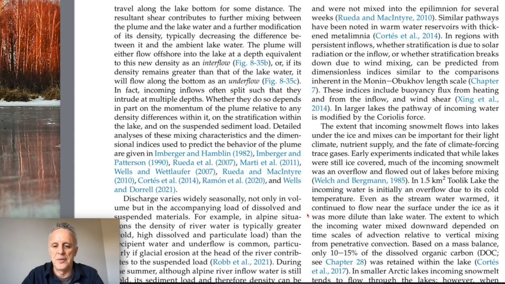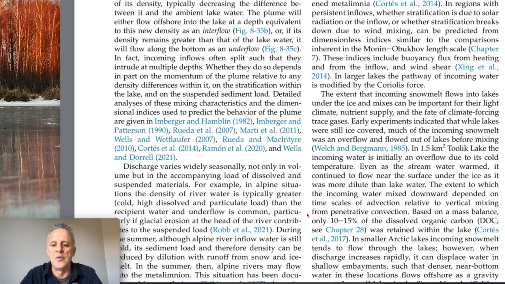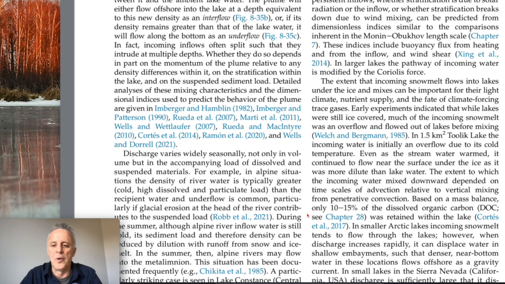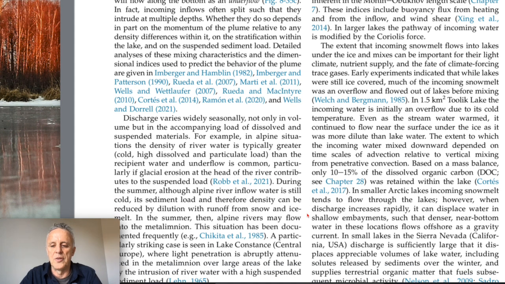In regions with persistent inflows, whether stratification is due to solar radiation or to the inflow of water, stratification breakdown due to wind mixing can be predicted from dimensionless indices similar to the comparison inherent in the Monin-Obukhov length scales. These indices include buoyancy flux from heating and from the inflow, and wind shear. In large lakes, the pathway of incoming water is modified by the Coriolis force.